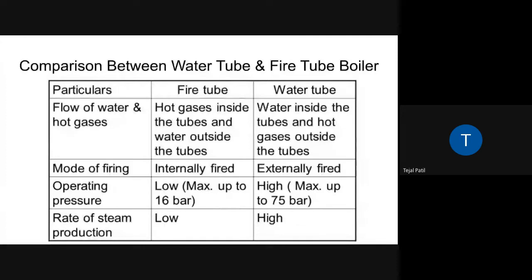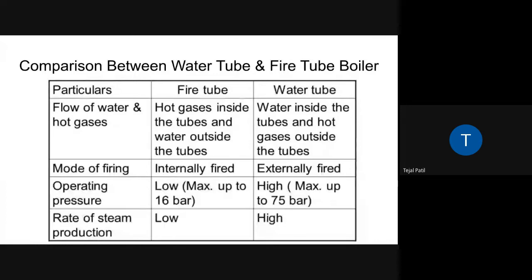They are mostly internally fired boilers, while water tube boilers are externally fired boilers. Okay. Then next one is the operating pressure. See here, in the fire tube boiler, the fire is there inside the tube and it is surrounded with the water.